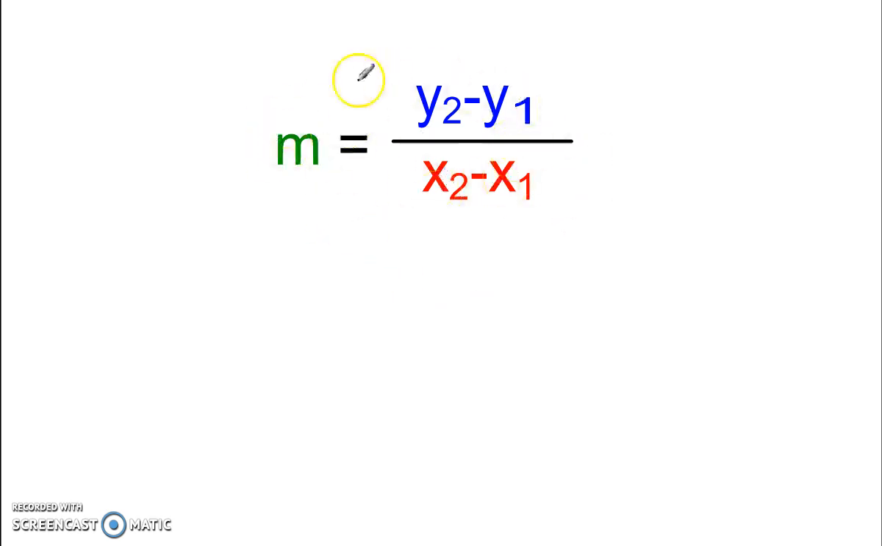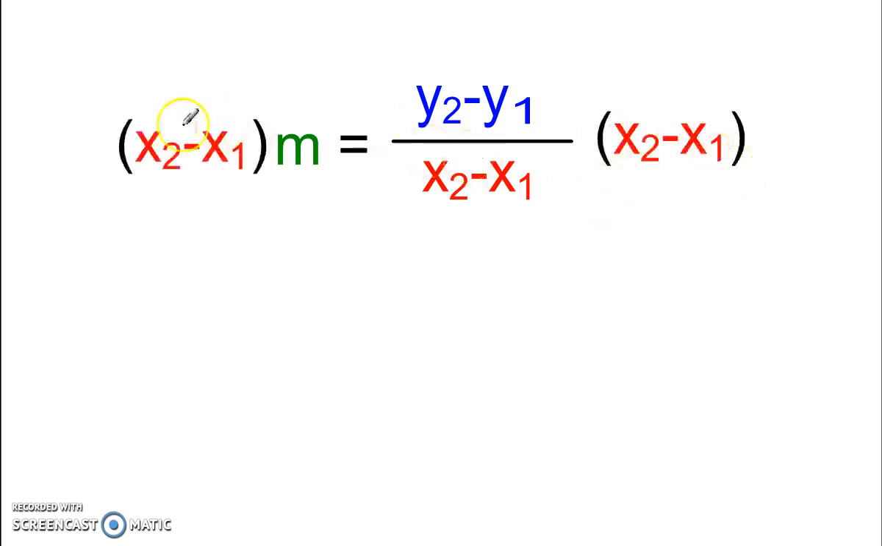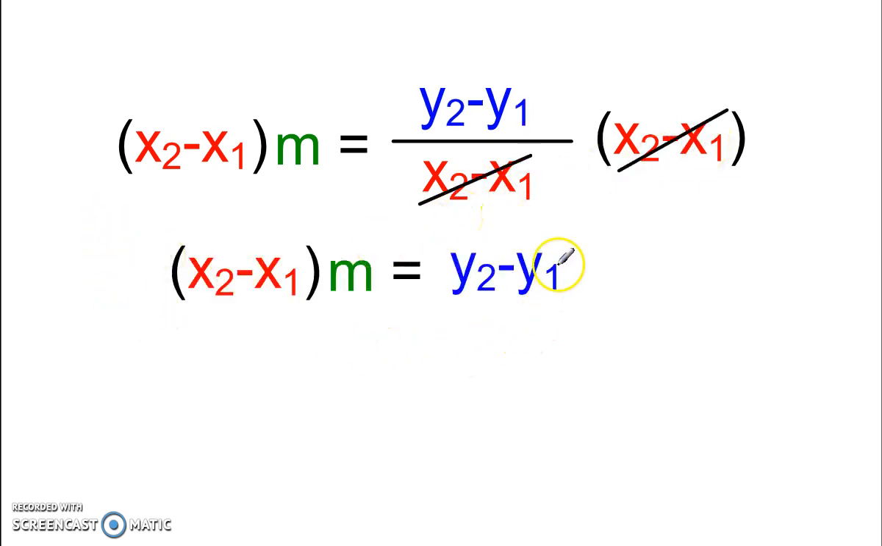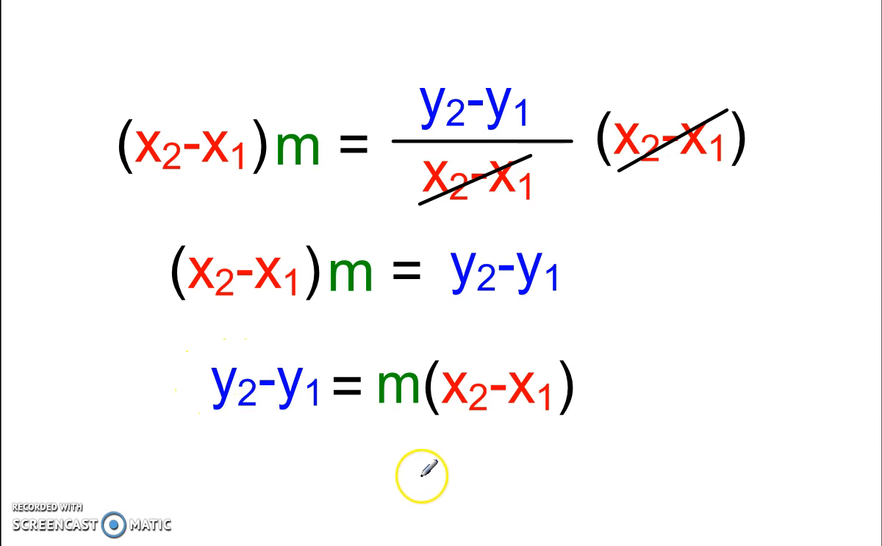So now if I take this formula and I multiply by the denominator, so I no longer have a fraction, I multiply by x2 minus x1 on each side. Now this is going to cancel out the denominator over here. So I end up with this equation. Alright, now I want to flip this around so I have the y's on the left side looking like this.